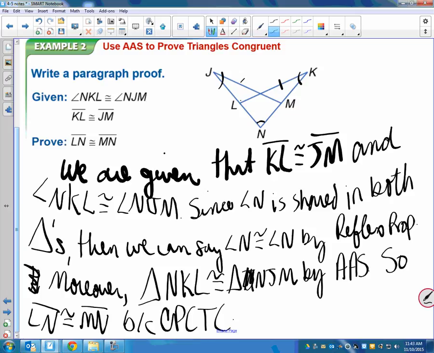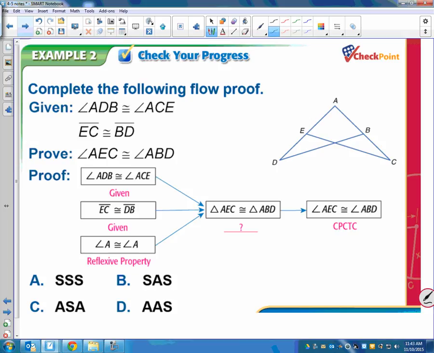Creepy. Make sure you prove what they're trying to prove. I was about to stop at the triangles, and then I looked up at what I was trying to prove. All right, back to the Chromebooks. Oh, a flow proof. It's my favorite.